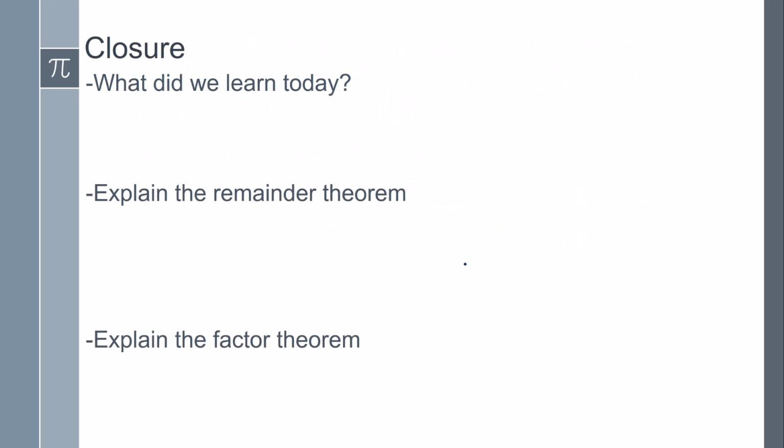What did we learn today? We talked about the remainder theorem: plugging in a value and evaluating gives the same thing as the remainder when you divide. And we talked about the factor theorem, which basically states that if you divide by a factor of x minus c and your remainder is 0, then we know that it is a factor of the polynomial.